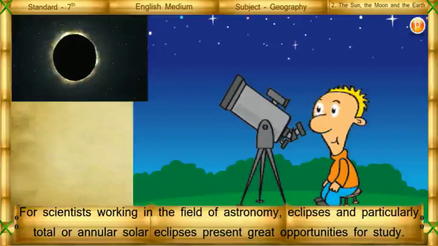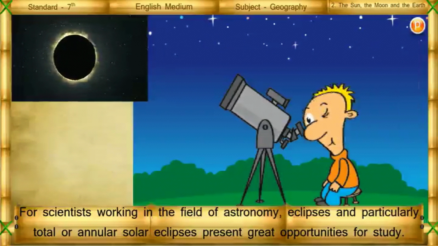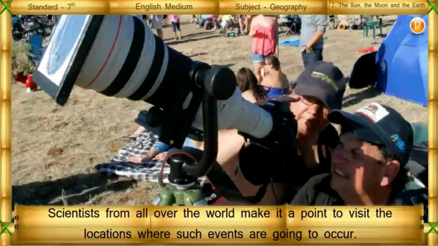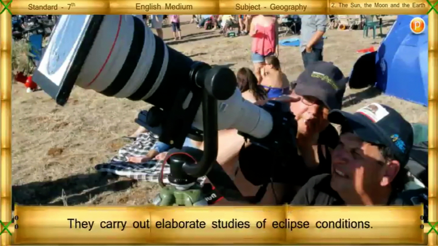For scientists working in the field of astronomy, eclipses, and particularly total or annular solar eclipses, present great opportunities for study. Scientists from all over the world make it a point to visit the locations where such events are going to occur. They carry out elaborate studies of eclipse conditions.